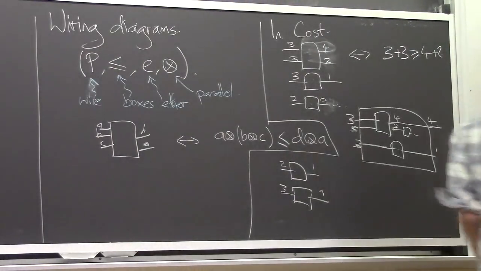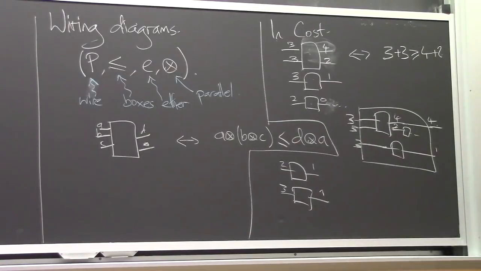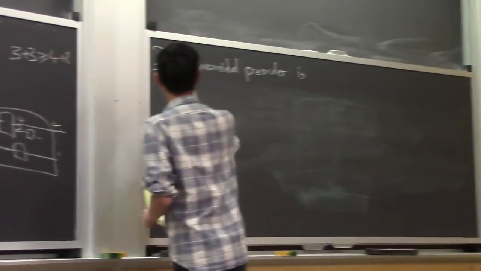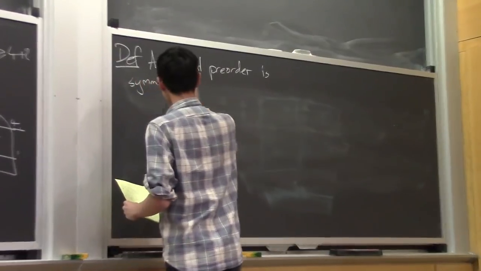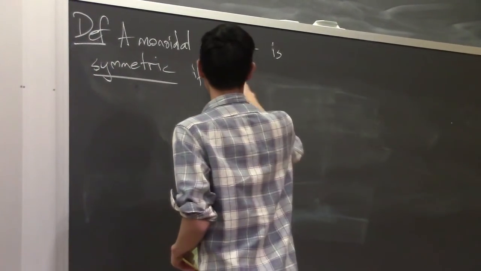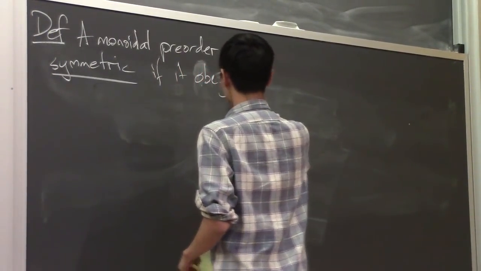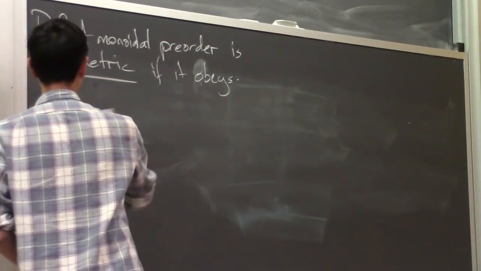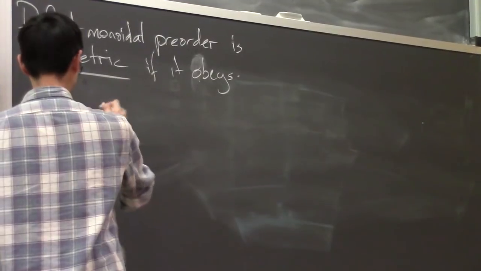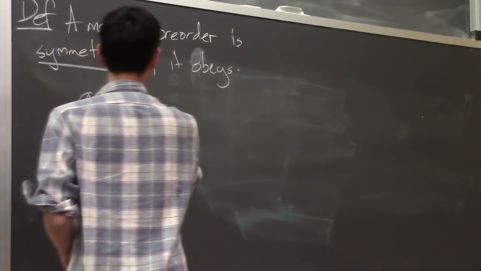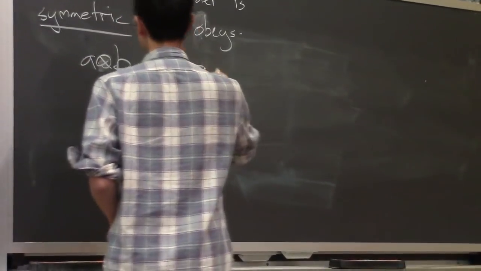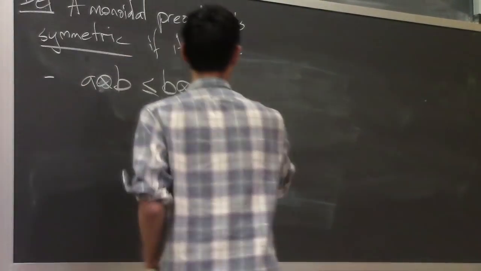Okay, so now onto a new definition, so it comes to talk about symmetric monoidal preorders. A monoidal preorder is symmetric if it further obeys, let's just say it obeys this axiom called symmetry, which says that A times B is less than B times A. Okay, so we'll call this symmetry.